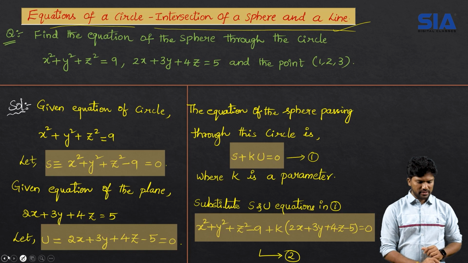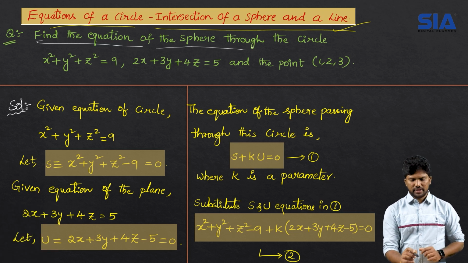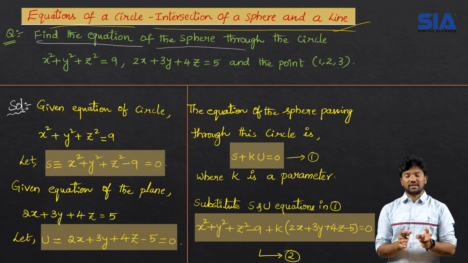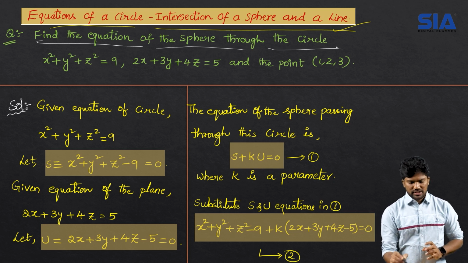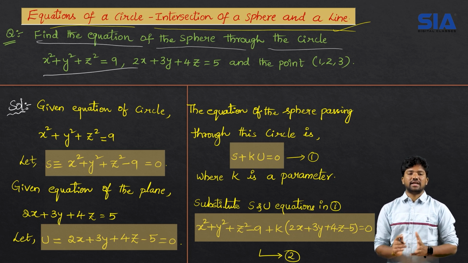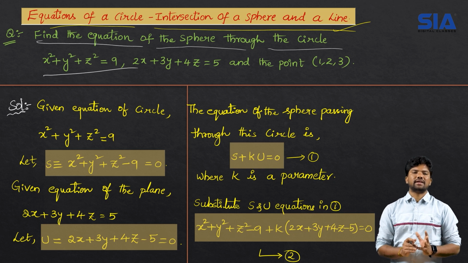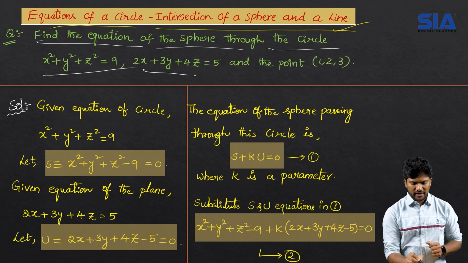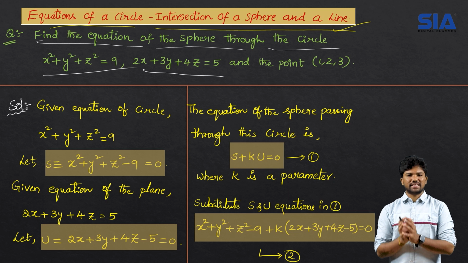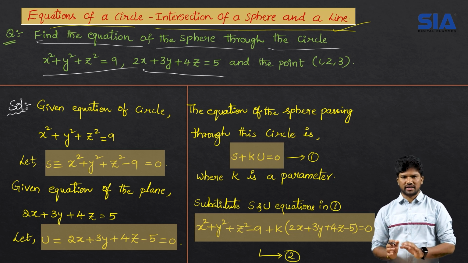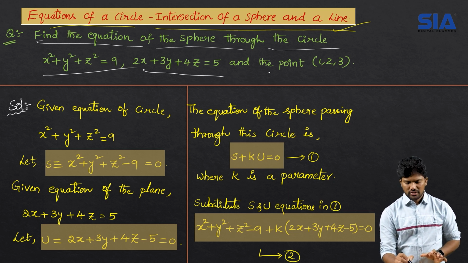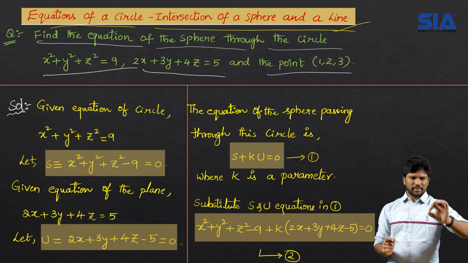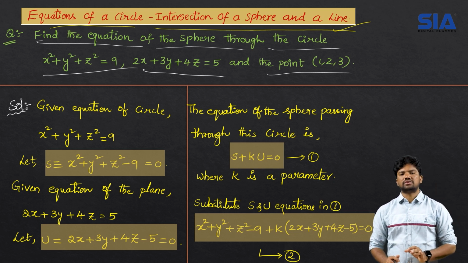Now you can see the question: find the equation of the sphere through the circle. What is the given circle? x square plus y square plus z square equal to 9. And what is the given plane? 2x plus 3y plus 4z is equal to 5. That is the given plane. And that sphere passes through the point 1, 2, 3.